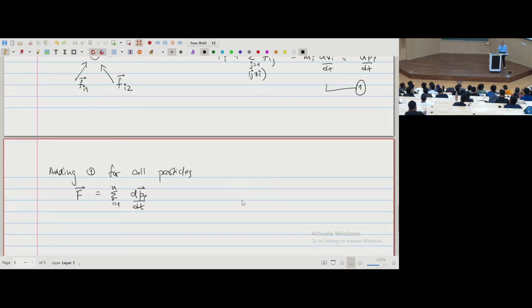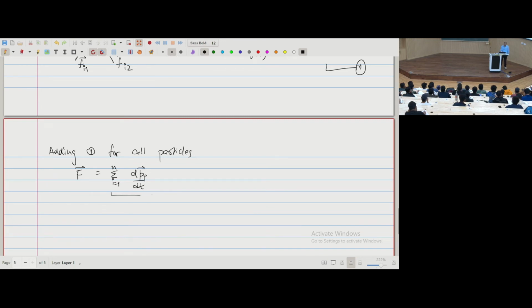But this is not very interesting. We're simply adding the dpi by dt and making that equal to f. We want to understand if there is an idea or a concept of a linear momentum of the system as a whole. Can we define something interesting there?